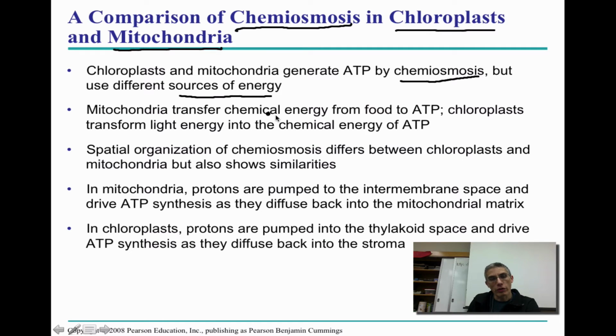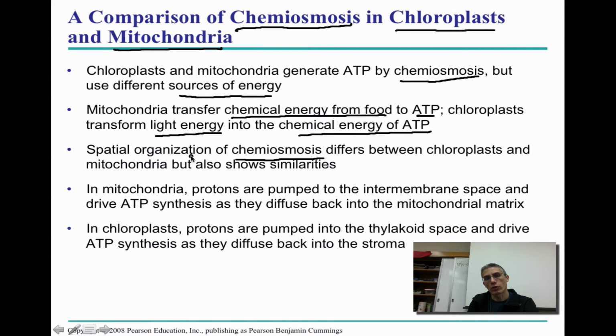So if you're a mitochondrion, during cellular respiration, you're going to transfer chemical energy from food. Remember that energy is going to come from the glucose molecule, and you're going to use that to be able to create ATP. A chloroplast, on the other hand, is going to transform light energy, so not chemical energy, but light energy, into the chemical energy of ATP. So that's one difference that you would note in terms of chemiosmosis between the two. Spatial organization of chemiosmosis is going to differ between chloroplast and mitochondrion, but there are also going to be a few similarities that we're going to note.